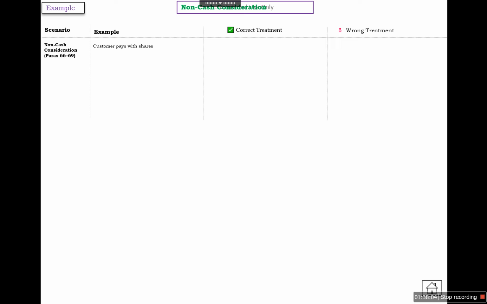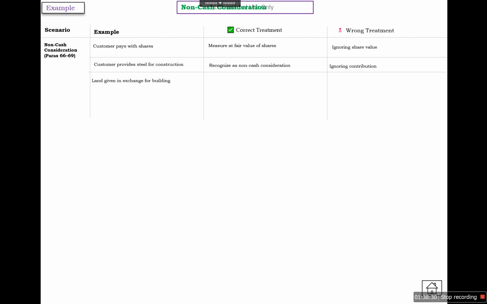So if the customer pays with shares, we need to measure the fair value of the shares. If we don't book at fair value, it will be a wrong treatment. Next, the customer provides steel as consideration. So we need to recognize it as a non-cash consideration, and ignoring the contribution of steel will be a wrong treatment. And land given in exchange for the building, we need to measure land at fair value, and recording only the construction cost will be a wrong treatment. So we need to consider the fair value of the land when we are recognizing the consideration for the contract.